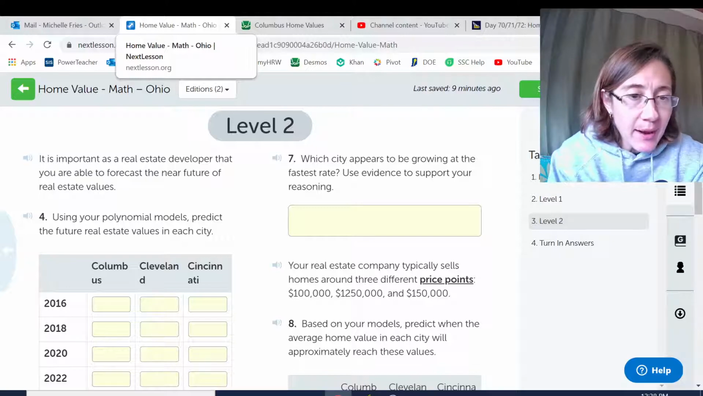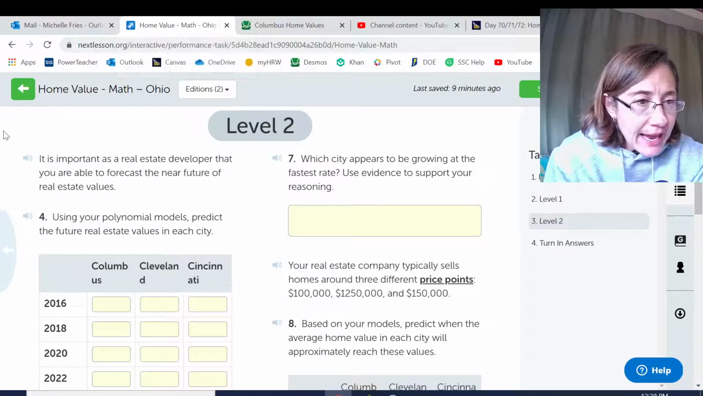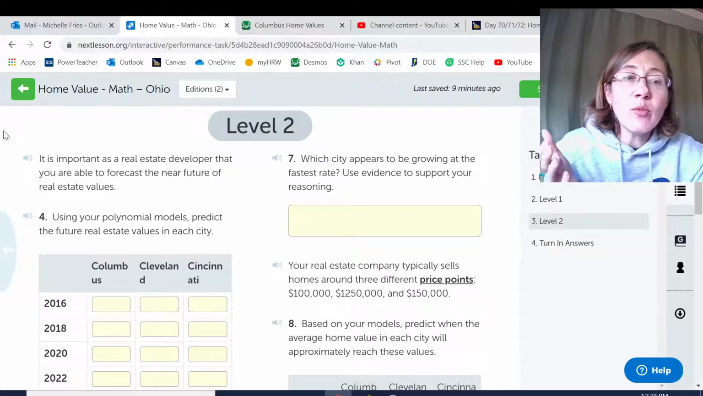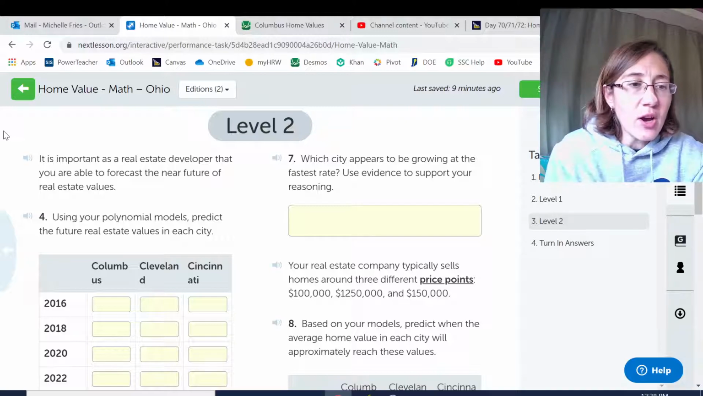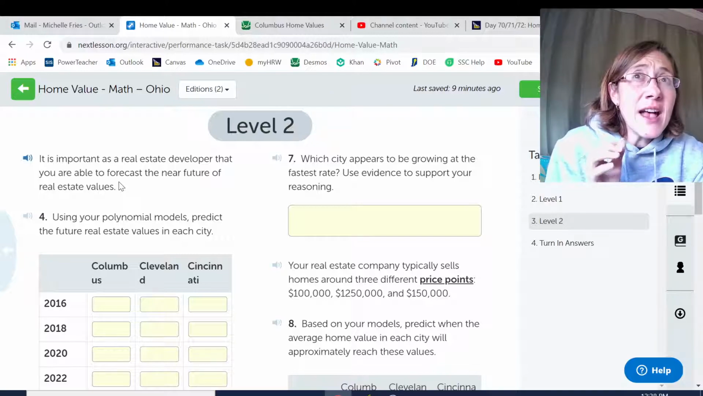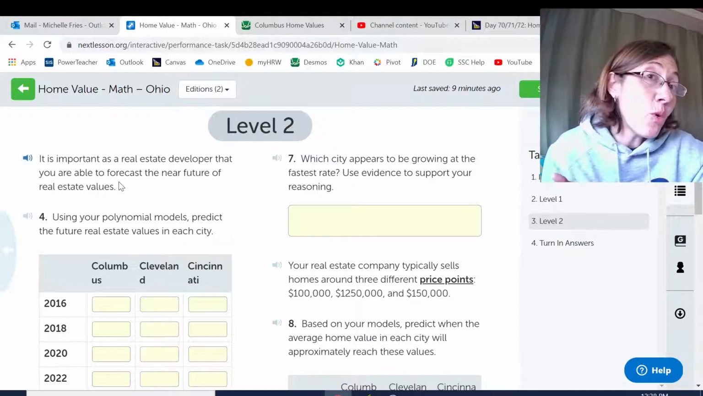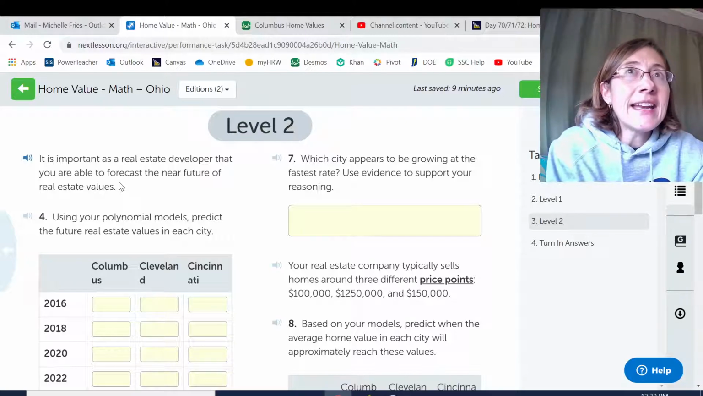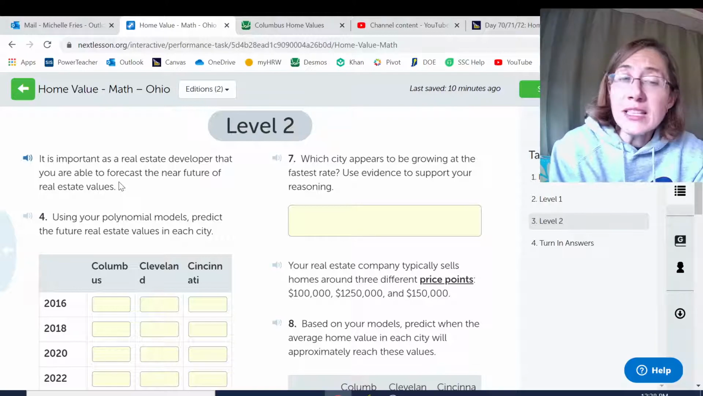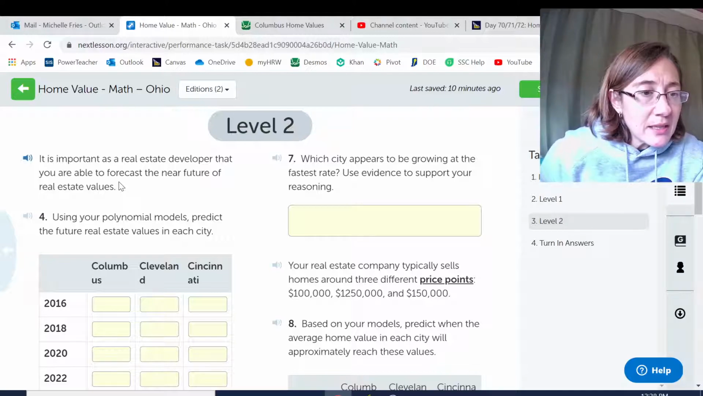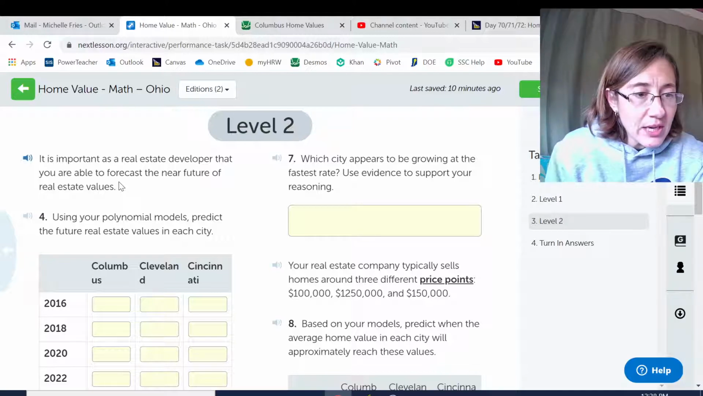I'm looking at level 2 here, and we want to be able to forecast what the near future of real estate values are. That's what it says in this first paragraph, because if you can tell that the prices are going up, then that would be a good city to invest in, and you want them to be rising quickly so that you can get more money on your investment. So in number 4, it says, using your polynomial models, predict the future real estate values for each city.